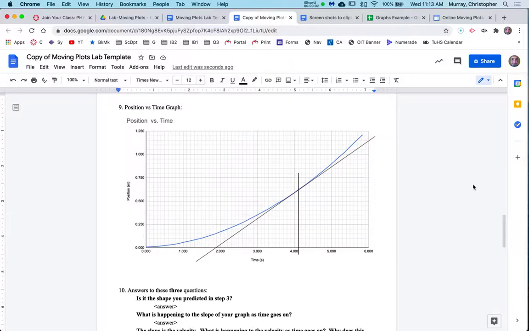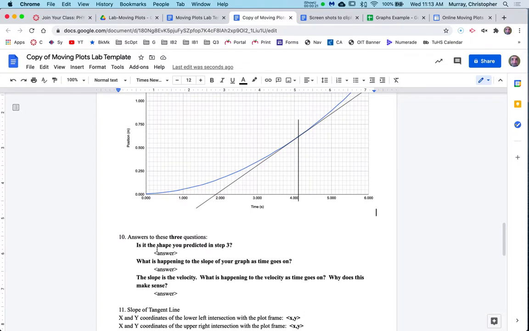In this video, what I'd like to do is let's do steps 10 and 11. Let's answer the questions, and then let's find the slope of the tangent line on the position graph, and compare that to the velocity that we already calculated. Okay, so answer these questions.